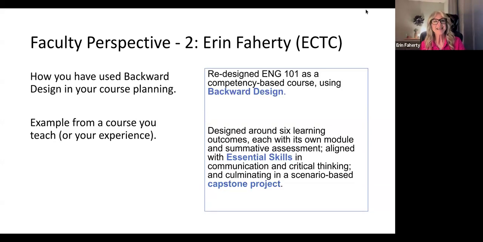So I redesigned an English 101 course, one of our gateway courses, of course, using backward design. It was a competency-based course, and so it's designed around 6 learning outcomes, each with their own module and summative assessment at the end. They are aligned with the essential skills of communication and critical thinking. And the course itself ends with a scenario-based capstone project at the very end of the semester.